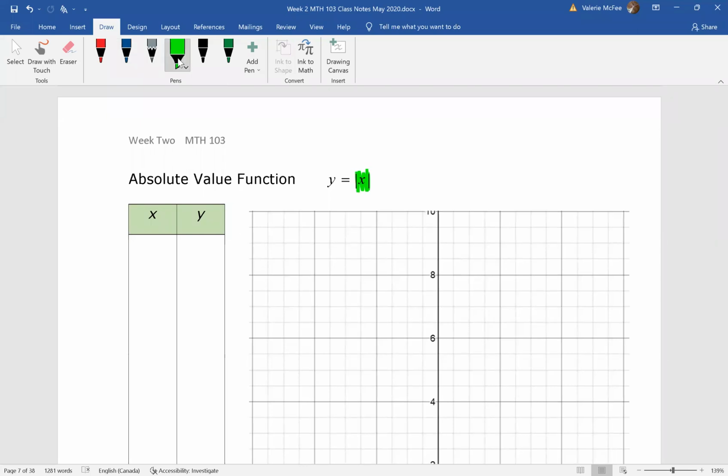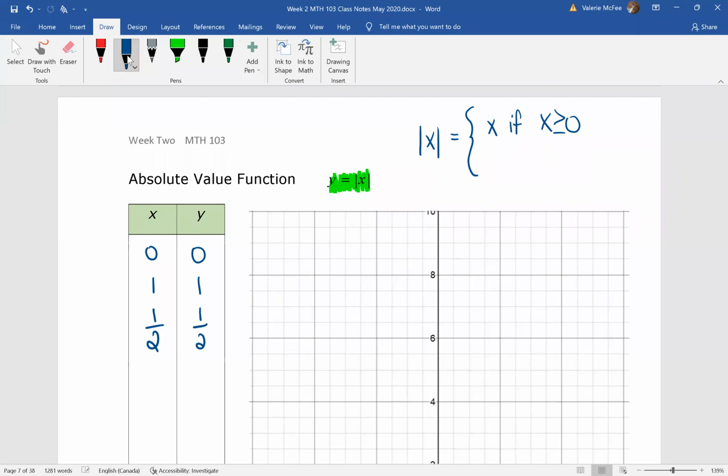We talked about absolute value when we were solving inequalities. We said that the absolute value of x has two pieces to its definition. It equals x if x is greater than or equal to 0. So for example, when x is 0, the absolute value of 0 is 0. When x is 1, the absolute value is 1. When x is 1/2, the absolute value is 1/2.